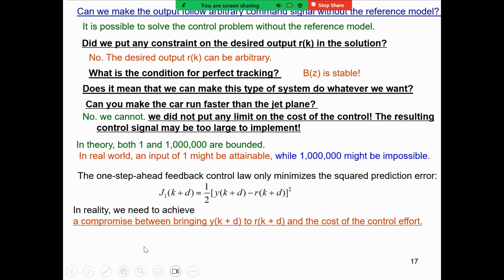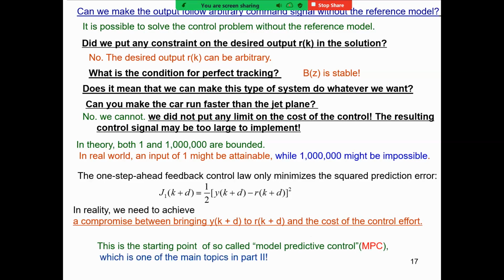So we need to achieve a compromise between the output and the cost of the control effort. This is the starting point of the so-called model predictive control. Okay, that will be one of the main topics in part two. You are going to learn how to solve that.